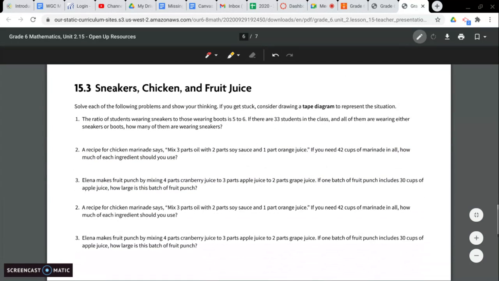All right, sneakers, chicken, and fruit juice. Solve each of the following problems and show your thinking. If you get stuck, consider drawing a tape diagram to represent the situation. So the ratio of students wearing sneakers to those wearing boots is 5 to 6. If there are 33 students in the class and all of them are wearing either sneakers or boots, how many of them are wearing sneakers?